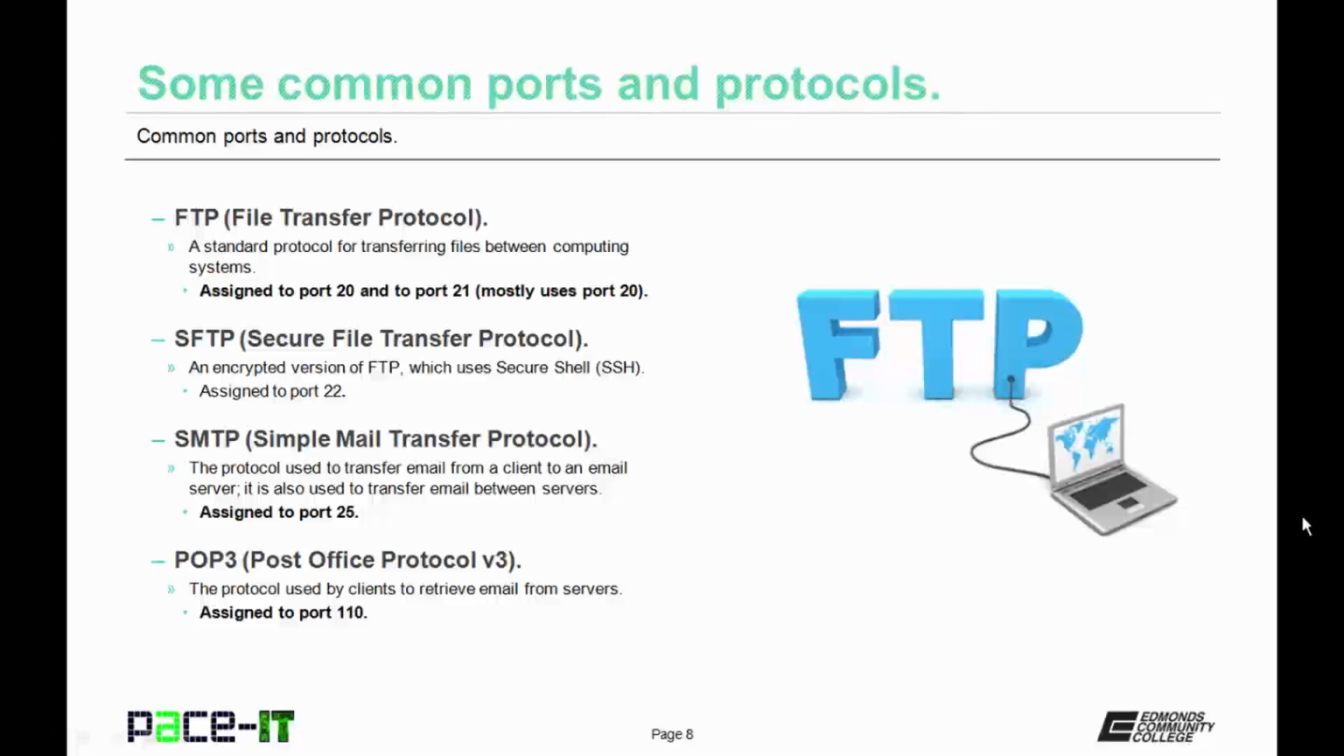So let's start at the top with FTP, File Transfer Protocol. Now, that's a standard protocol for transferring files between computer systems. It's assigned to port 20 and to port 21. Nowadays, it mostly just uses port 20. Then we have SFTP, Secure File Transfer Protocol, and it's an encrypted version of FTP which uses Secure Shell for its encryption. It's assigned to port 22.